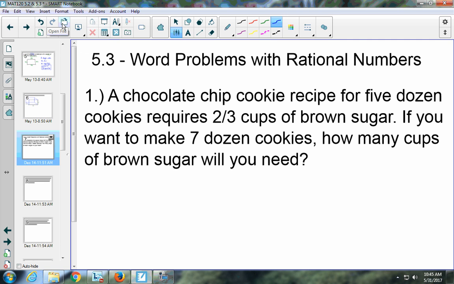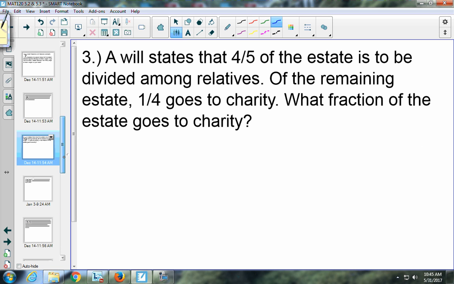This recording is for a few examples from section 5.3 in Math 120 in case we run out of time in class. So I am going to skip to example 3.